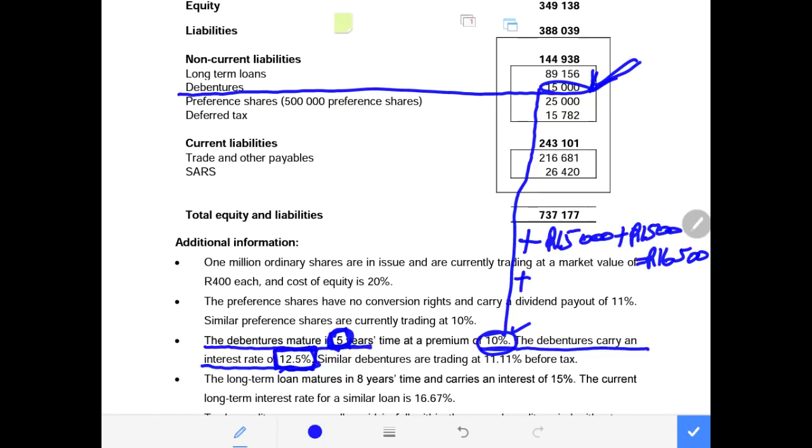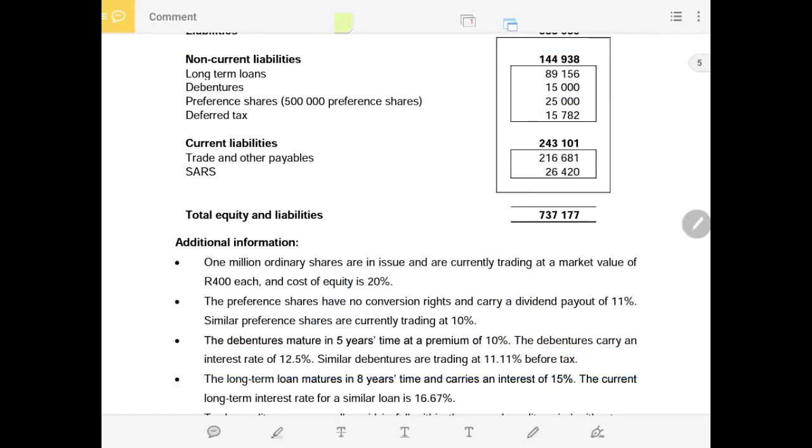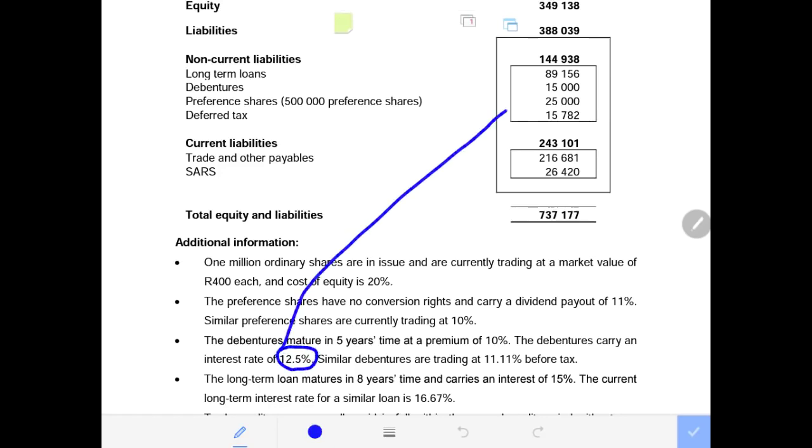12.5%, because when the debenture holder invested money in our company in the form of debentures, we agreed that we are going to give this debenture holder 12.5% of the capital that he invested. So now meaning 12.5% will be an annual payment that we pay to our debenture holder, 12.5% times the capital the debenture holder had invested.